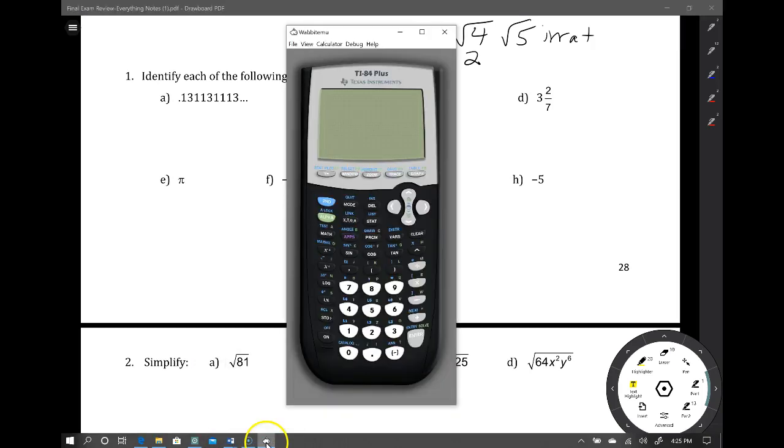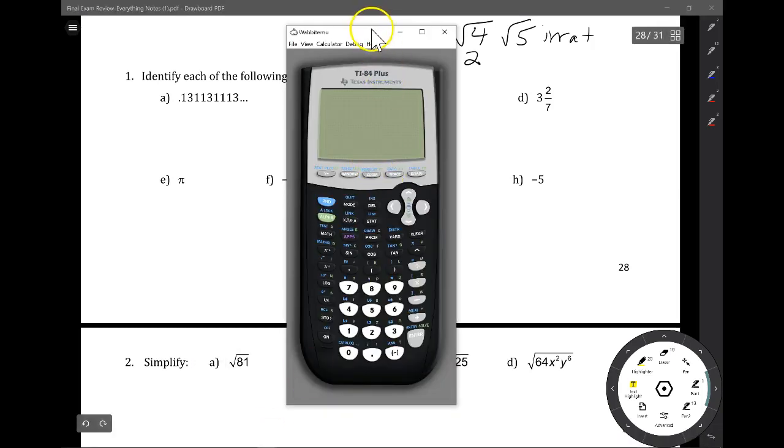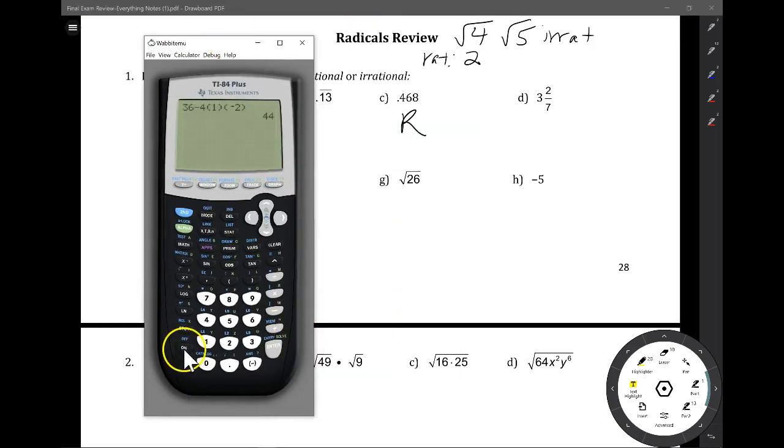So one way you could check, if it's a decimal, is by typing in 0.468 and then math frac. If your calculator can turn that into a fraction, then it is rational.